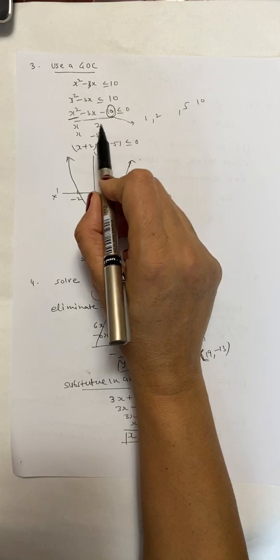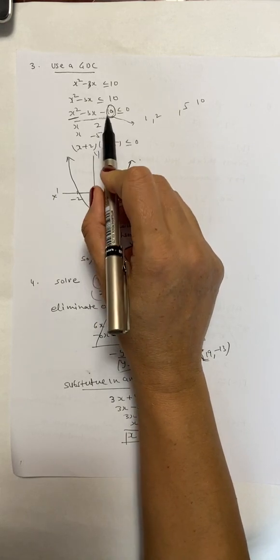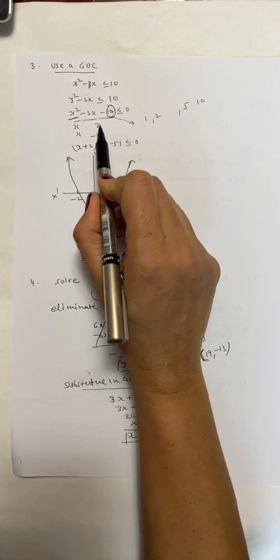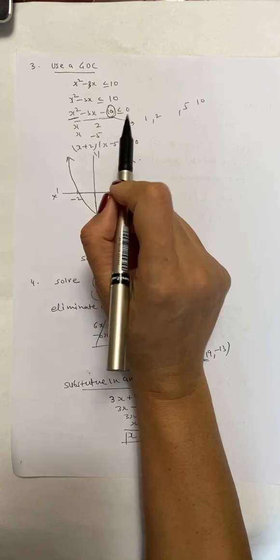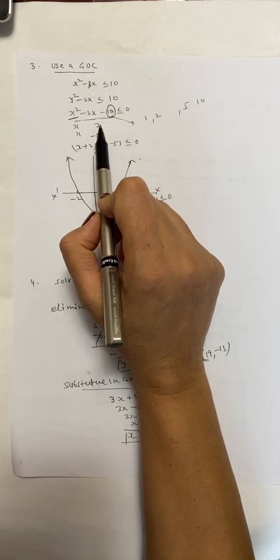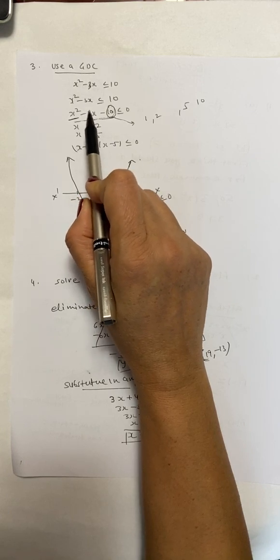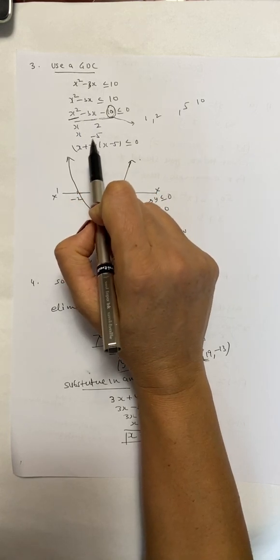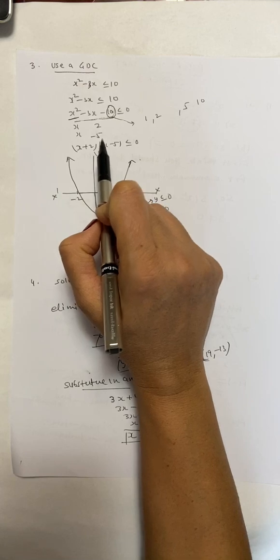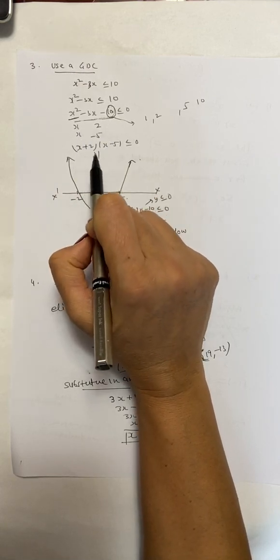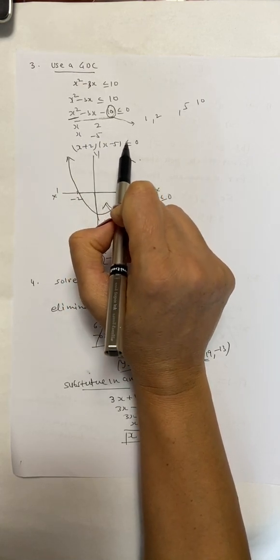So in this case, 2 and 5 are going to work, but since we have a negative here, one number has to be negative. Now, which number is negative? It depends on the coefficient of x. In this case, the coefficient of x is negative, which means we should put the negative with the larger number. So these are the factors: x plus 2 and x minus 5 less than or equal to 0.